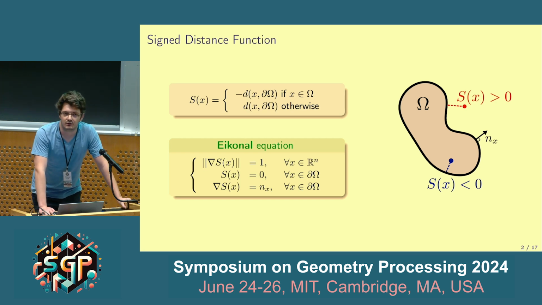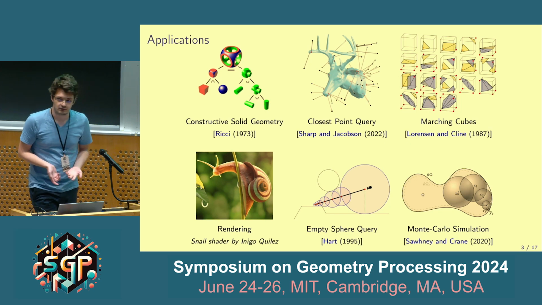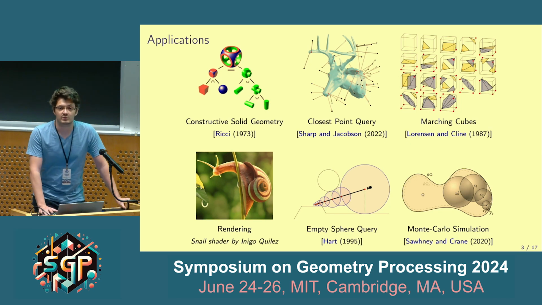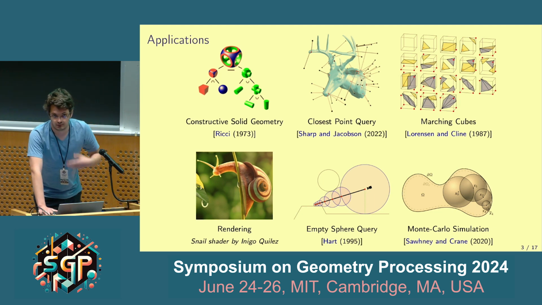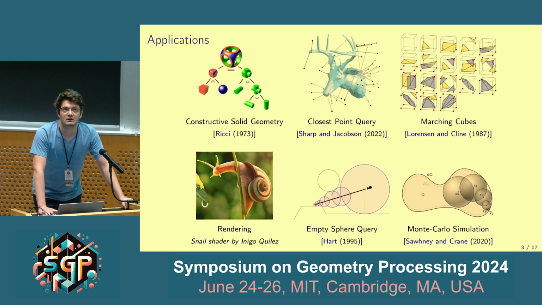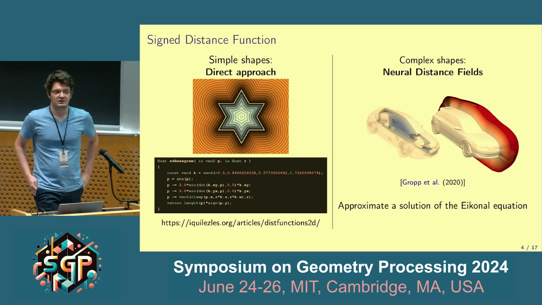So maybe that sounds very theoretical and abstract, but as a matter of fact, if you have access to an implicit representation of an object, and especially a signed distance function, you can already perform a lot of applications in geometry processing and computer graphics on your object, including constructive solid geometry, rendering using sphere tracing algorithms, extracting a mesh, or even performing some numerical simulation using Monte Carlo methods. So having a signed distance function of an object, you already know a lot about your geometry. The problem is that computing a signed distance function in general is very hard.